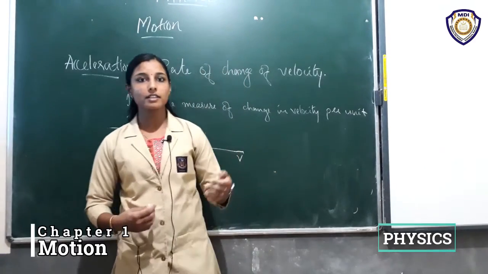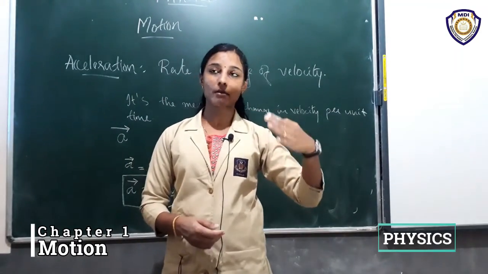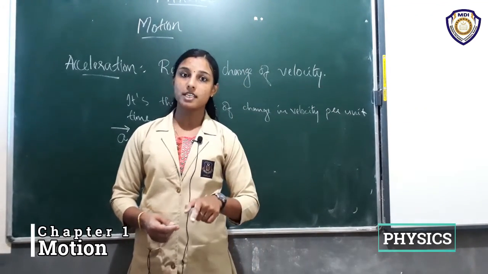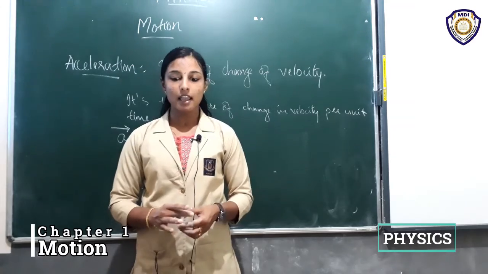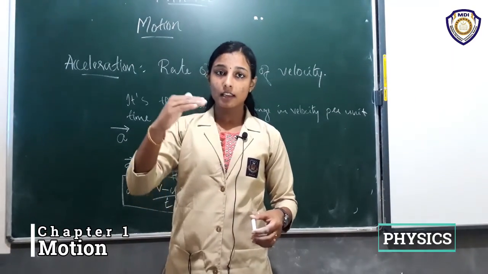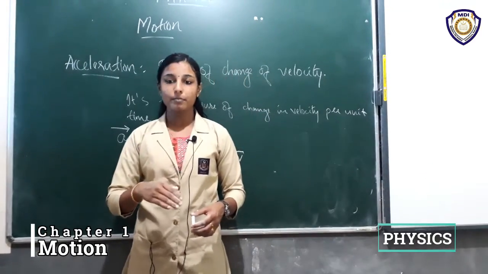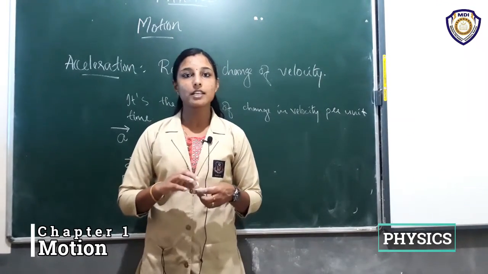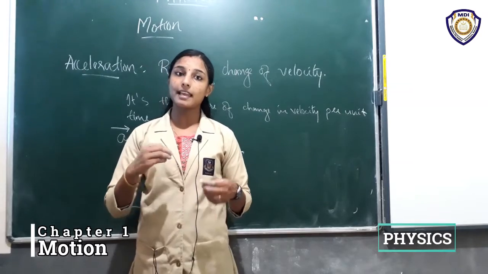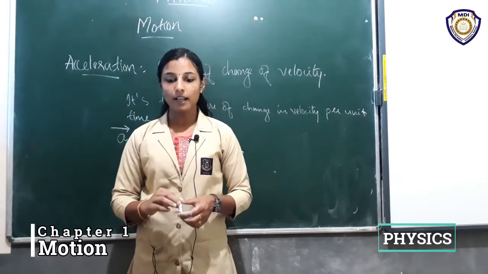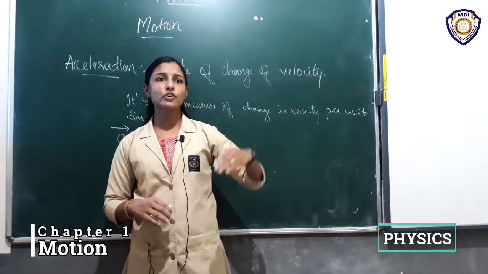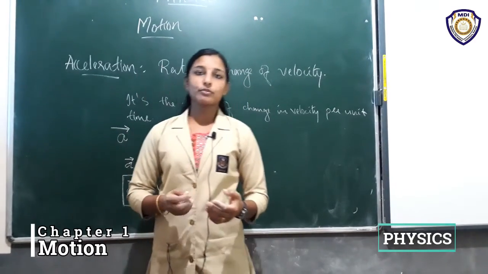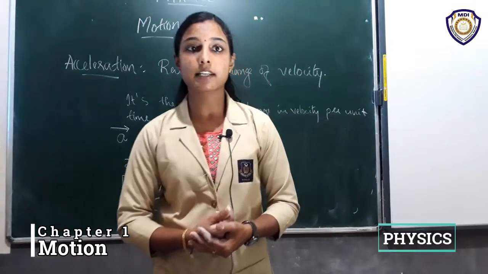Understand? That means if an object travels in a straight line, then its velocity increases or decreases by equal amounts in equal intervals of time. Then it is said to be uniformly accelerated, right? For example, the motion of a freely falling body. It's an example of uniformly accelerated motion.